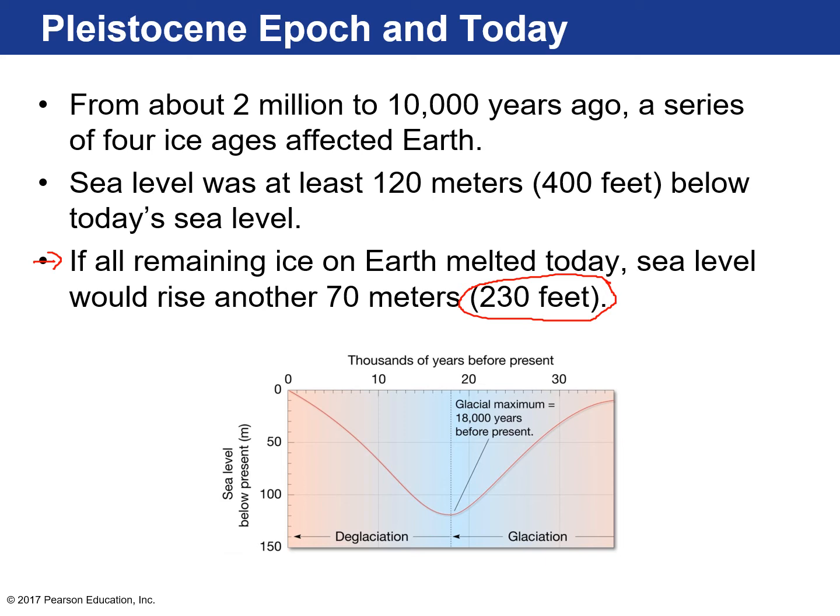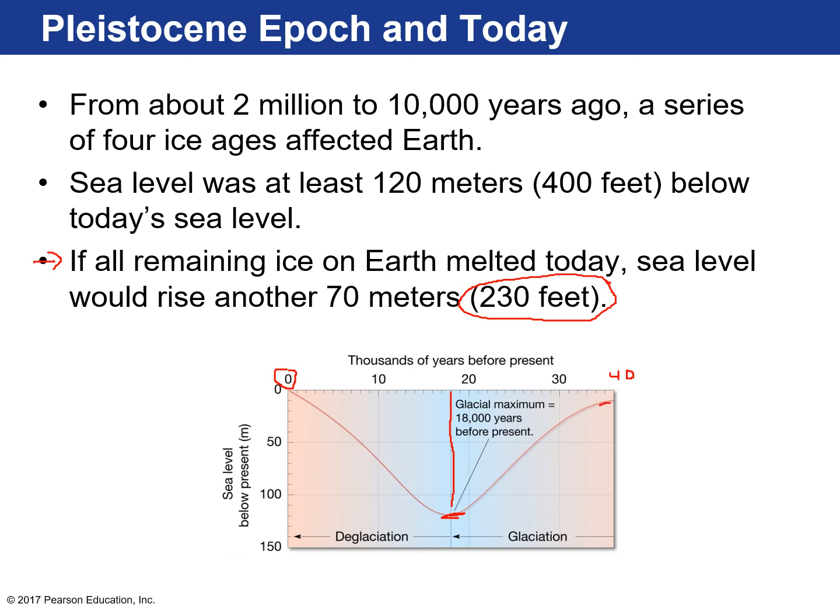Okay, so check this out. This is sea level over the past almost 40,000 years before present. So this is present, 0 years ago, and over here is about 40,000 years ago. Our last glacial maximum was about 18,000 years ago, which was right here. So this was 40,000 years ago.